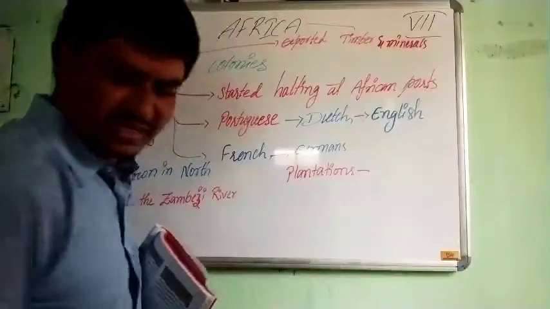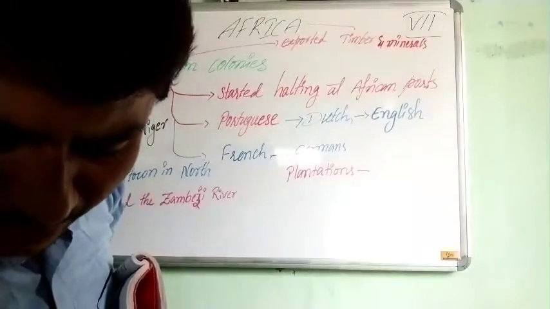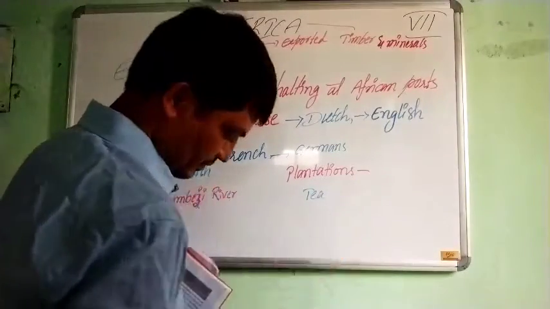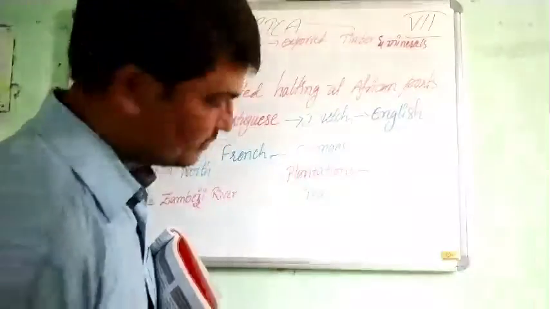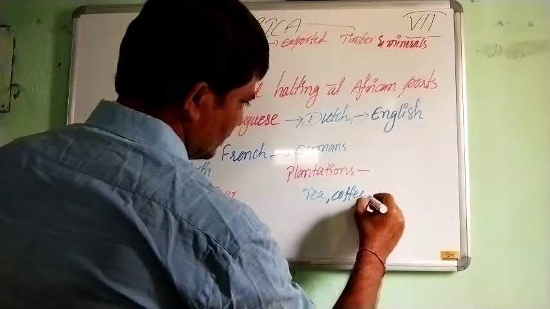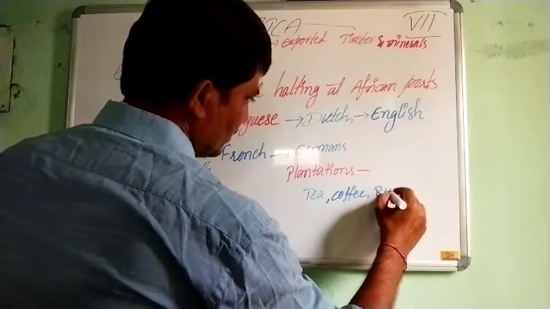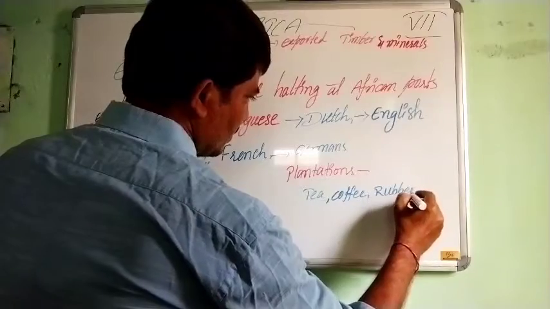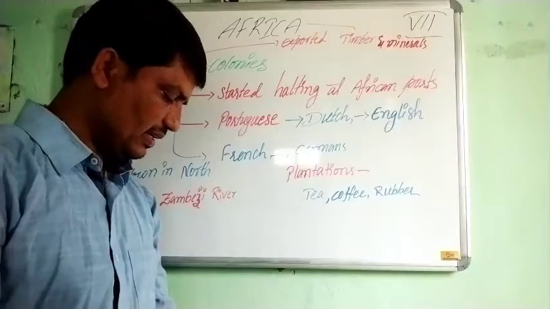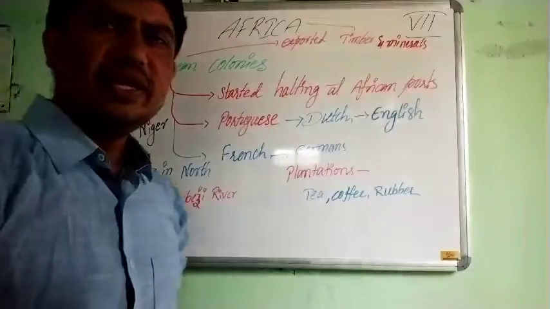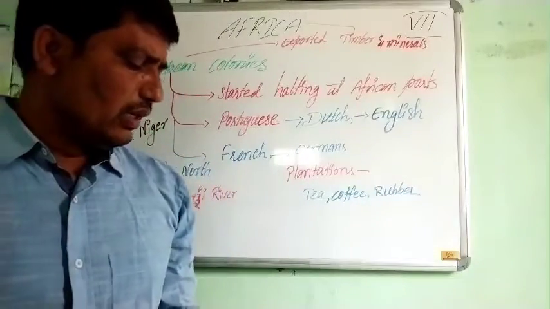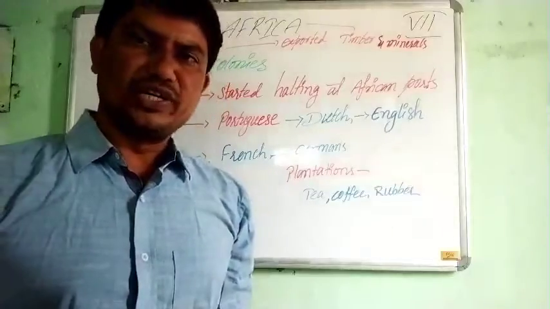What are the plantations? Tea, coffee, rubber. So these are the main plantations. Tea, coffee, rubber and tobacco. These products were also exported to Europe.